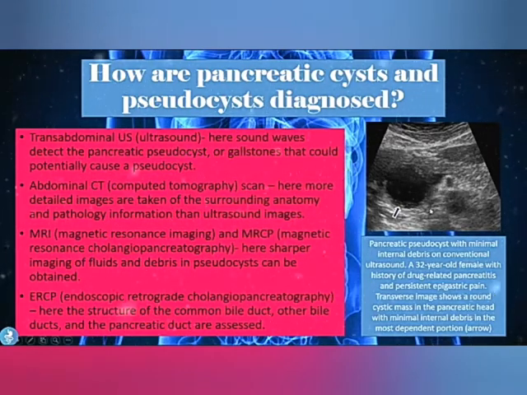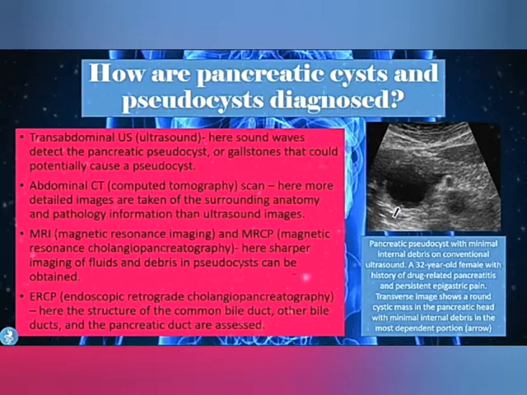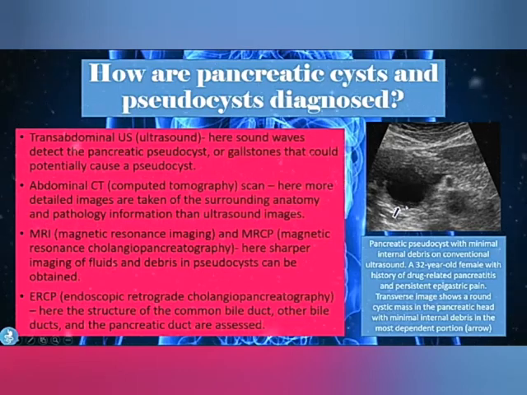In this image on my right, we have an ultrasound image, and here the pancreatic pseudocyst is seen with minimal internal debris. As we can see here, it has some minimal debris at the bottom on a conventional ultrasound, and this is from a 32-year-old female with a history of drug-related pancreatitis and persistent epigastric pain. The transverse image shows a round cystic mass in the pancreatic head with minimal internal debris in the most dependent portion, which is shown by the arrow. So this is found within the head of the pancreas. As we know, the pancreas is quite a large organ, and this pseudocyst is found within the head of the pancreas, and as we can see here, there's minimal debris at the bottom.